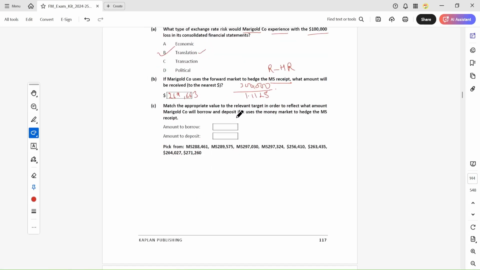Match the appropriate value to the relevant target in order to reflect what amount Marigold would borrow and deposit using a money market hedge. We have already done so many questions, guys, so you do it yourself. In case of a receipt, we borrow, convert, invest. So you have to tell the value of borrowing and investing. Okay, so you have to write these values here.